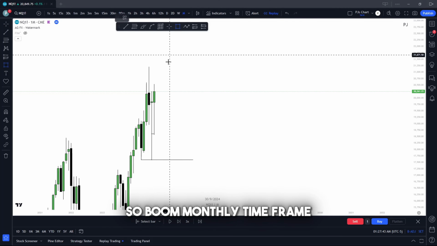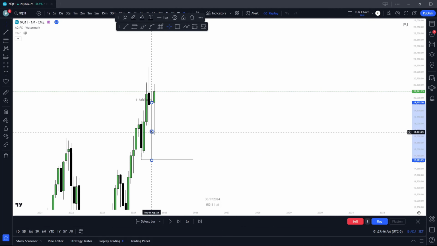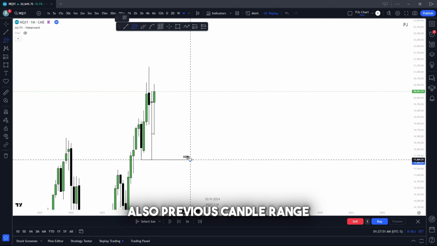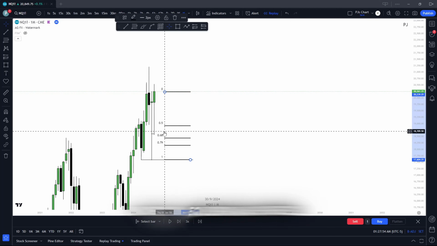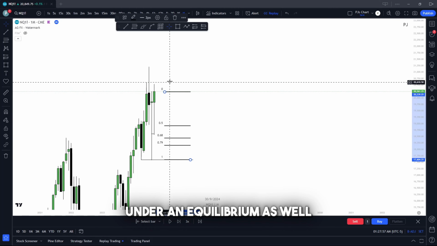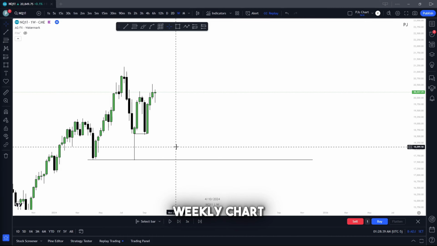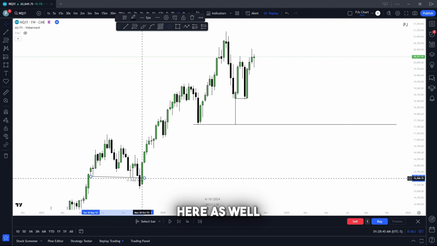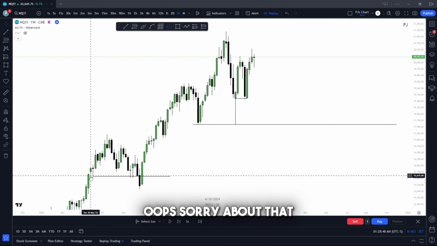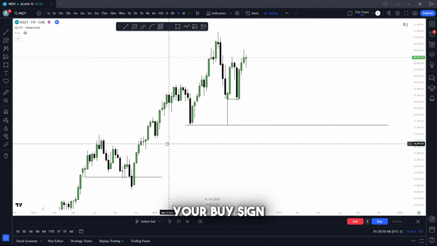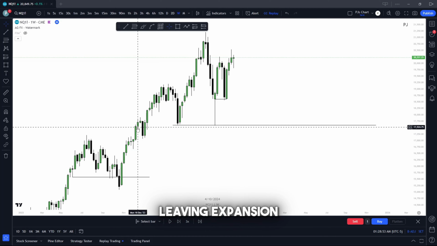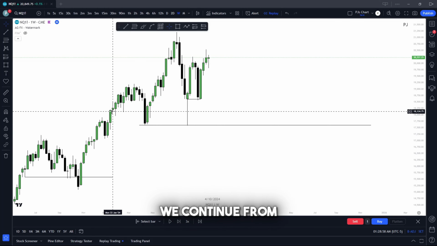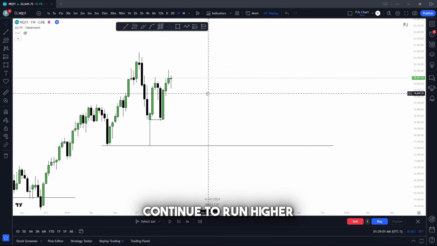So boom, monthly time frame, 2 things to look at here. The wick, where do we fail to close? EQ, also previous candle range, low to high, right? OTE, under an equilibrium as well, right? Let's go to the weekly chart. Weekly chart, we see internal to external here, also from this price run here as well. Oops, sorry about that. But we see sell side into your buy side, leaving expansion, displacement, order block, continuing. Same thing here. We continue from the displacement order block, continue to run higher.